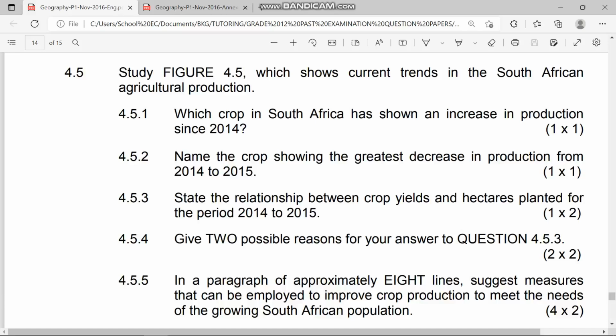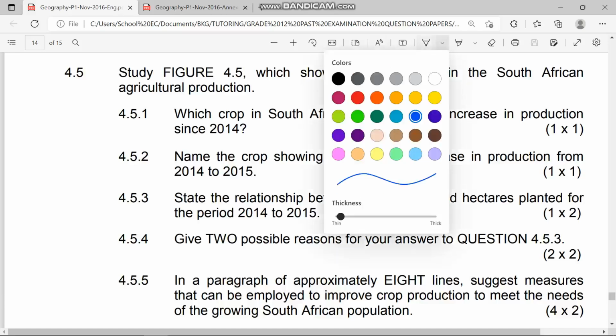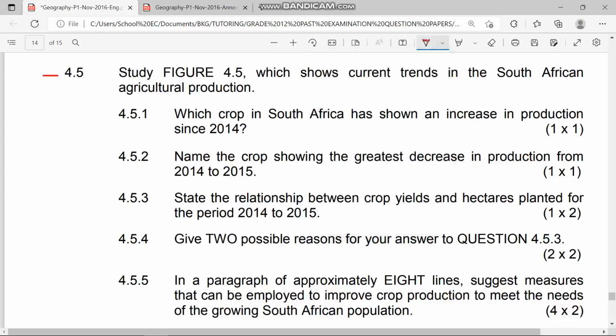Welcome back, guys. Let's look at figure 4.5. It says study figure 4.5, which shows current trends in South African agricultural production. This is our figure 4.5, and it shows South African agricultural production.